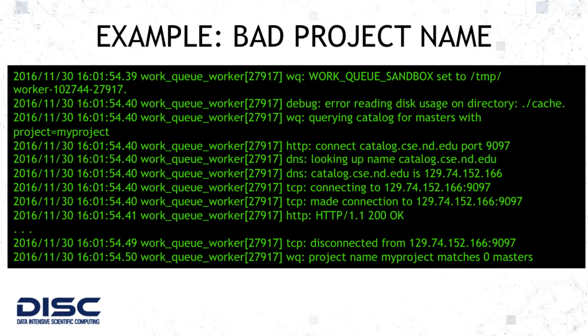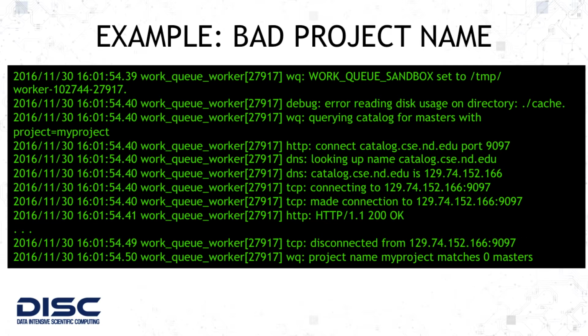So let me give you an example. This is a case of giving a bad project name to a worker. By turning on debugging, we can figure out what's going on. Here, by turning on the debug log, we can step through each line one at a time, and we can see that first the worker examines its sandbox directory and sets it up. And then it goes to query the catalog for available masters. It makes an HTTP connection to the catalog. The connection is okay, it gets some results back, and then it disconnects. And then you see here on the very last line, it says project name my project matches 0 masters. So the worker went to the catalog, asked about a particular project name, and nothing matched.